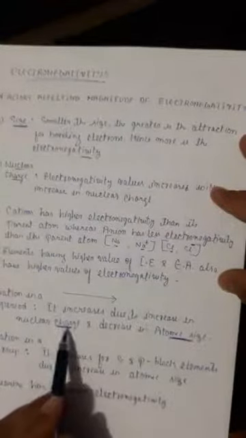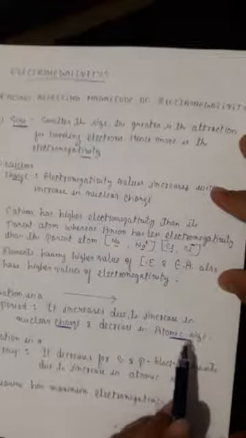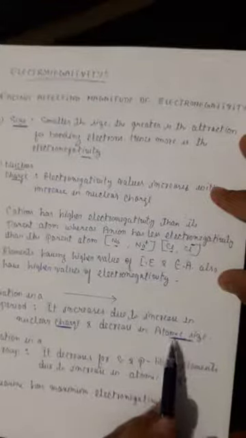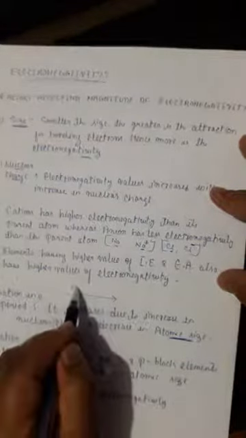Now how does electronegativity vary? Whenever you move from left to right in the periodic table, it keeps on increasing. The electronegativity increases due to increase in nuclear charge and decrease in atomic size. With increase in nuclear charge, electronegativity increases, and with decrease in atomic size, electronegativity again increases. Hence, in moving from left to right in the periodic table, electronegativity increases.